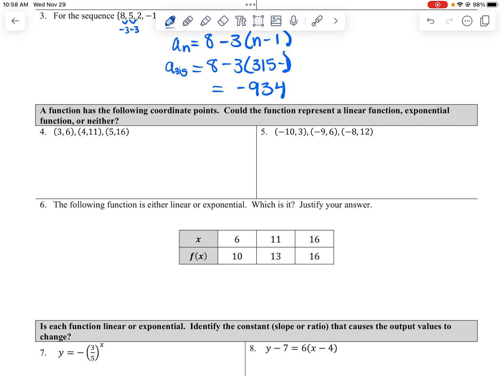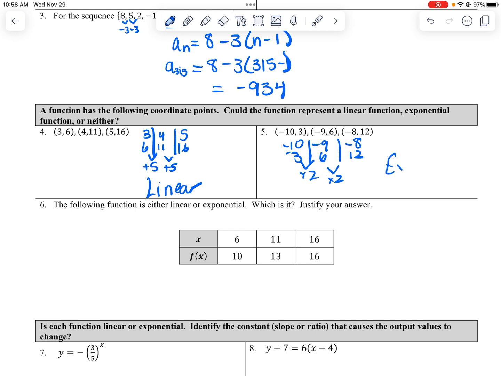Here are some points. Could they represent linear, exponential, or neither? So again, I always have to see it this way. 4, 11, 5, 16. Plus 5, plus 5, so this one would be linear. Let's see, negative 10, 3, negative 9, 6, negative 8, 12. Well, this is times 2, so it is exponential.